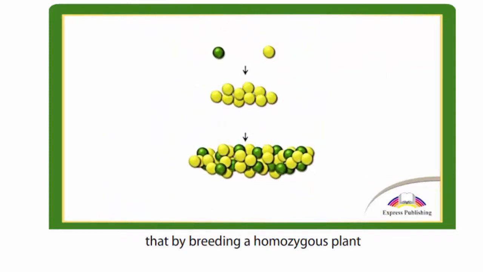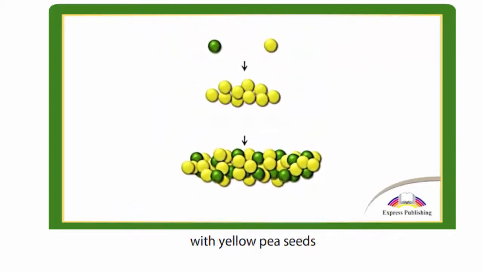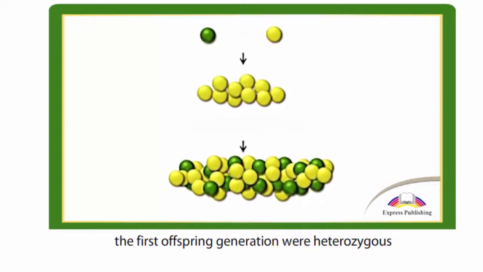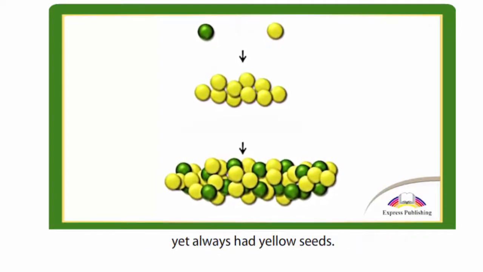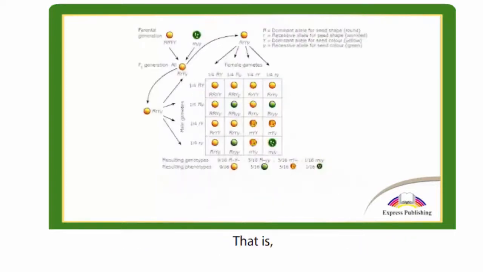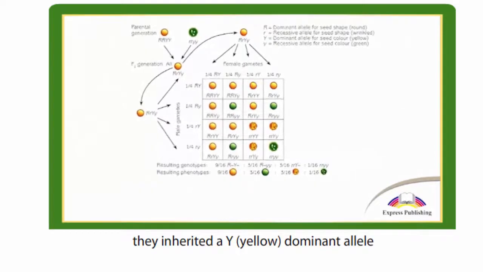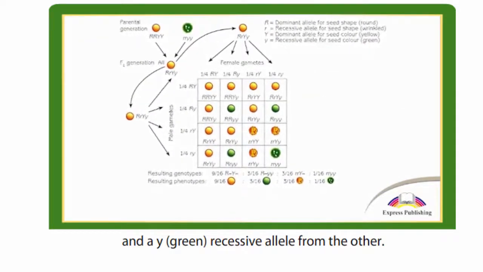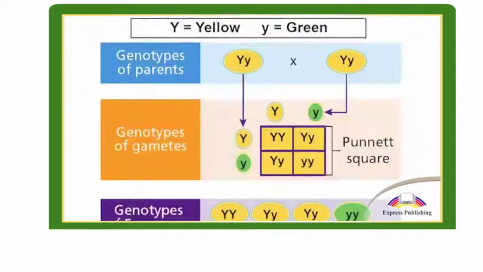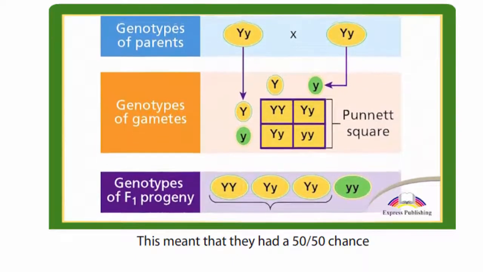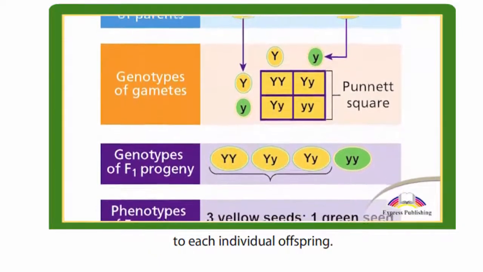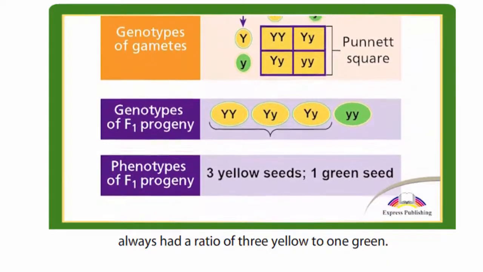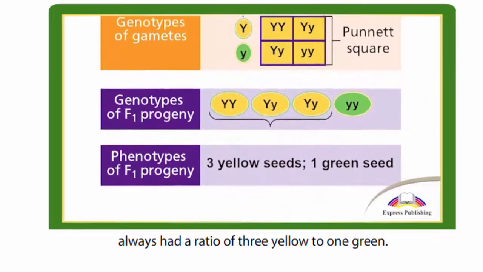Mendel quickly discovered that by breeding a homozygous plant with yellow pea seeds and a homozygous plant with green pea seeds, the first offspring generation were heterozygous, yet always had yellow seeds. That is, they inherited a Y, yellow, dominant allele from one parent and a Y, green, recessive allele from the other. This meant that they had a 50-50 chance of passing on one or the other alleles to each individual offspring. The next generation, however, always had a ratio of 3 yellow to 1 green.